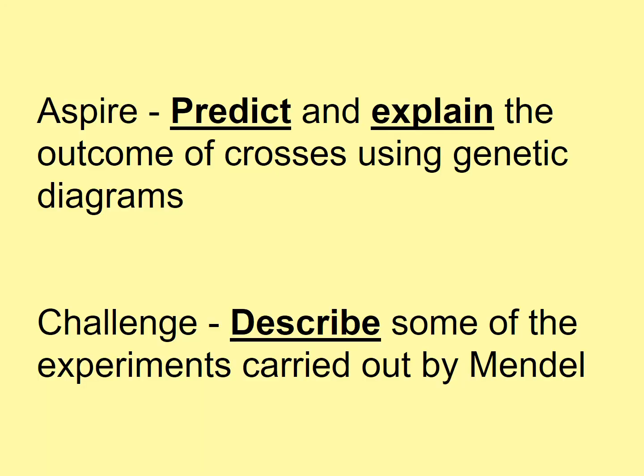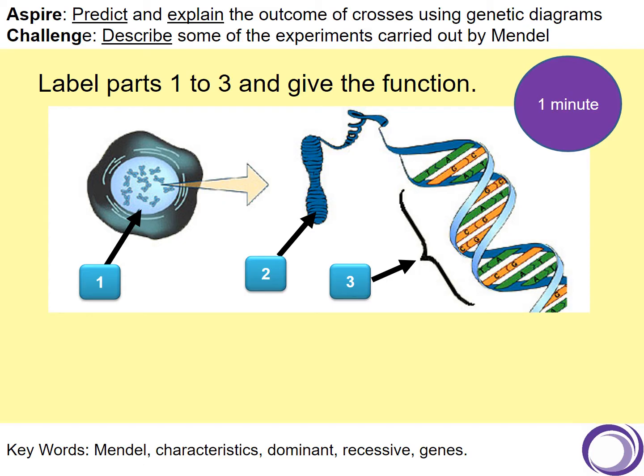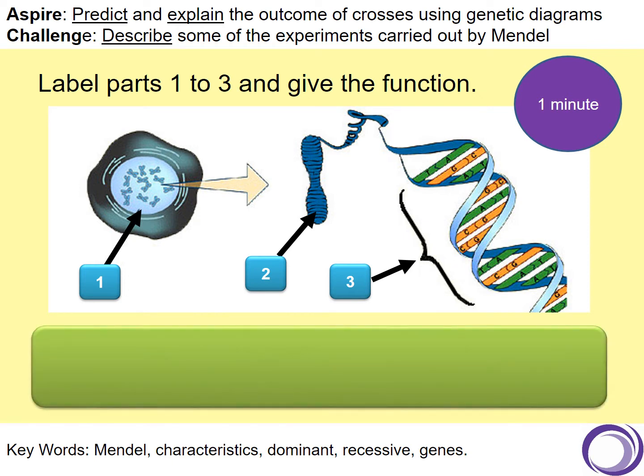Okay, our outcomes for today. We're going to describe some of the experiments carried out by Mendel, and we're going to look further at genetic diagrams and predict and explain the outcome of crosses using these diagrams. So the first thing I want you to do, and I'm just going to give you 1 minute, is label the parts 1, 2, 3. You've met all these words before, so it's just a reminder. Make a note of those three labels now, please.